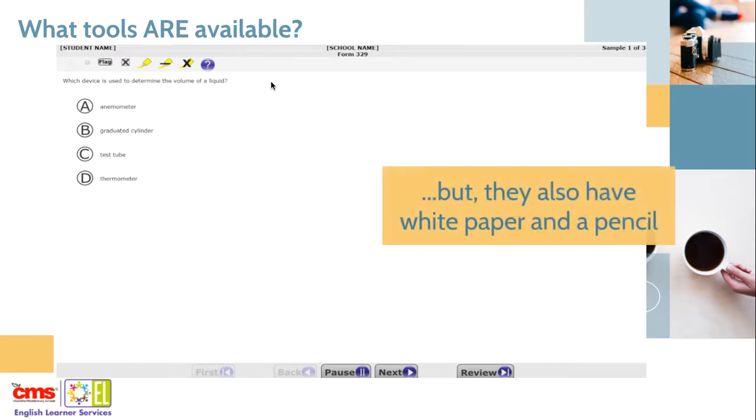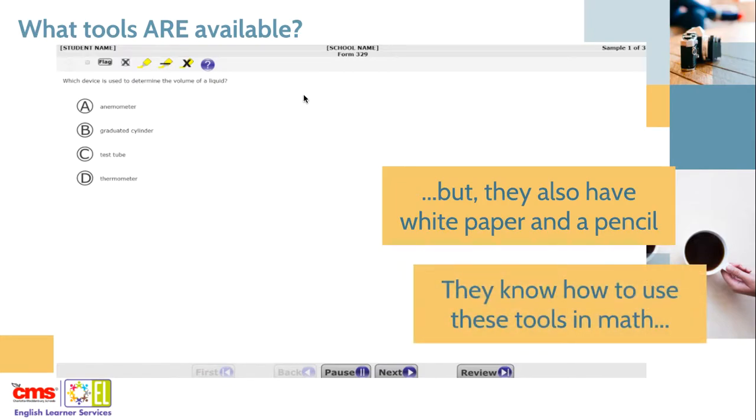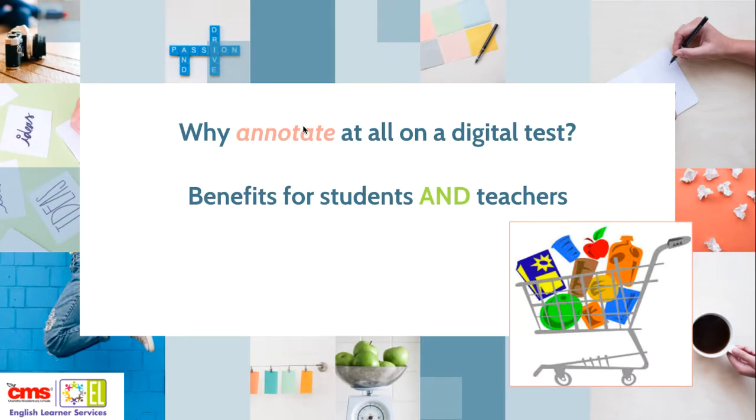What the kids tend to forget is that the other tools they have are that white paper and pencil that they're allowed to use on the test. These are tools that they know how to use in math, and they've been using these tools in math since they were in elementary school, but they don't necessarily know how to use these tools in different disciplines, in science and social studies and ELA, and that's where our job comes in.